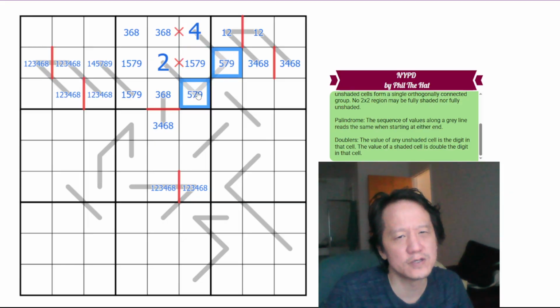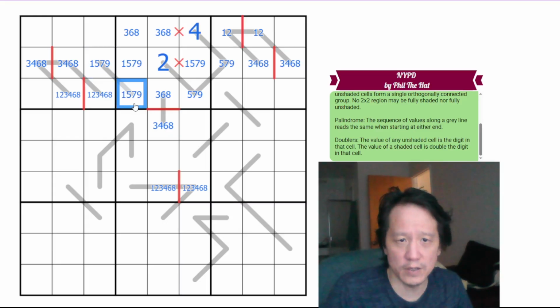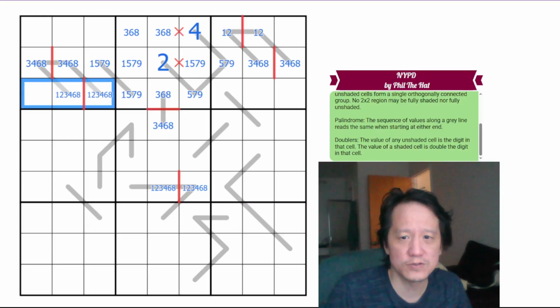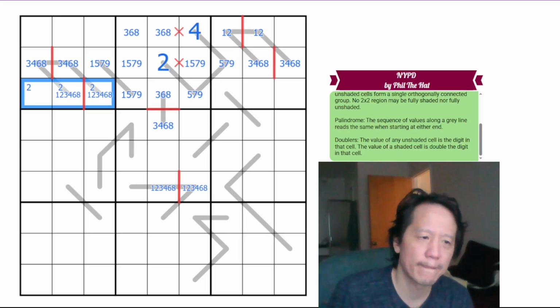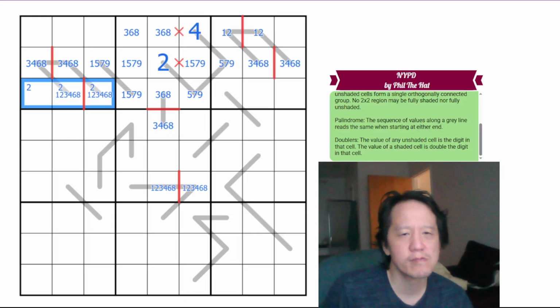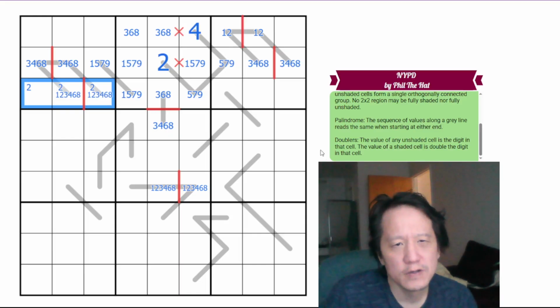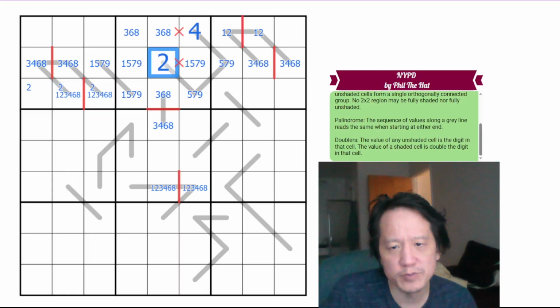So these are the same 1. This can't be 2, so this can't be 1 here. We have a 3, 4, 6, 8 triplet. 2 has to be one of these 3. But we don't know. Okay, so this would be shaded because it would be doubled. This would be green.